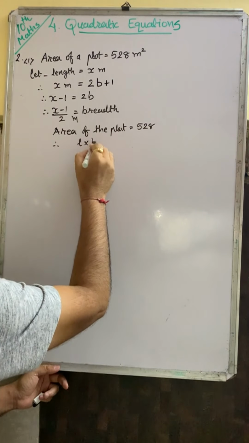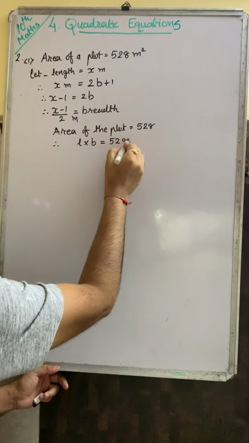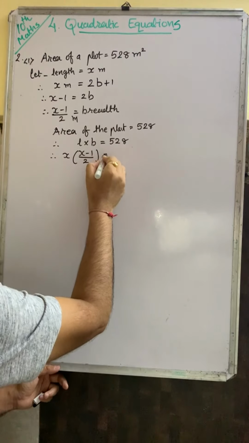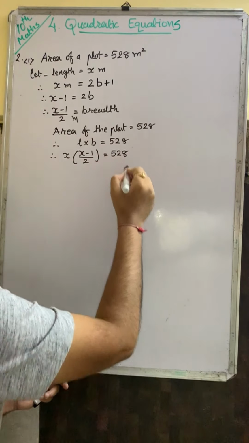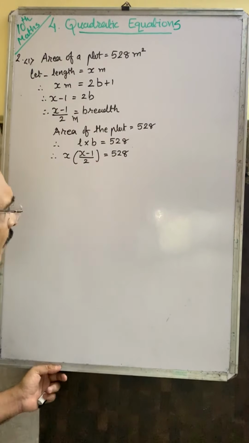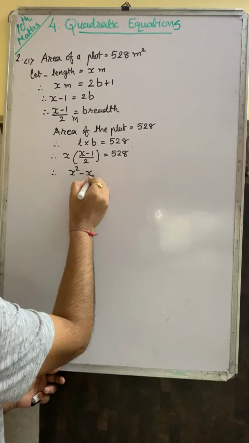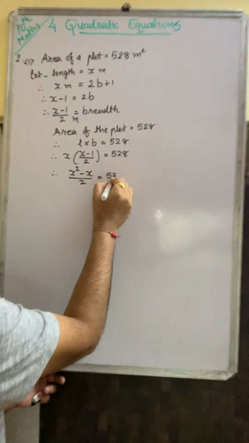Area of the rectangular plot is length into breadth. Length is x. Breadth is x minus 1 upon 2. That is equal to 528. Okay. So open it. x into x is x square, x into 1 is x, upon 2, equal to 528.